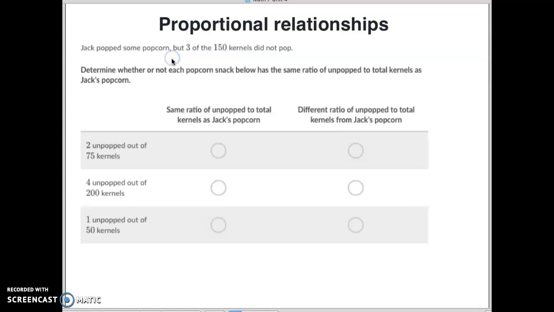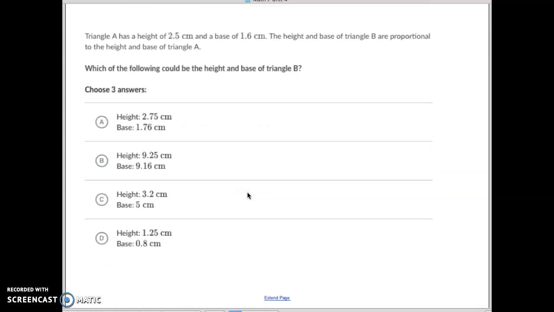Pretty simple. Well, so this one, 75 divided by 2, that turns out to be like 37.5. That doesn't work. So that would be a no. This one, 200 divided by 4, that equals 50. That one works. And 50 divided by 1, well, that's pretty simple. Yes, that works as well. So some of them are pretty easy like this. Then we do another one.